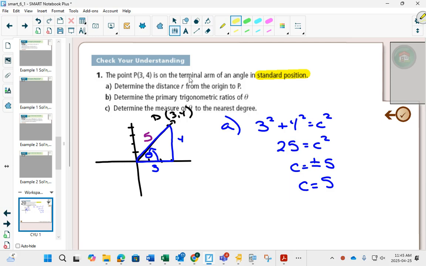First of all, I want you to read it and ask yourself on a level from 1 to 10, 10 extremely confident, 1 I don't know. When you read that question, do you know what to do? Do you know what they're asking when they say primary trig ratios of theta?